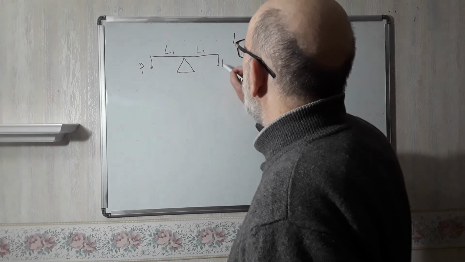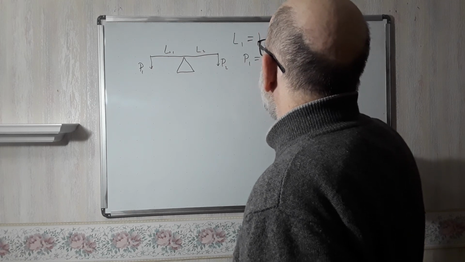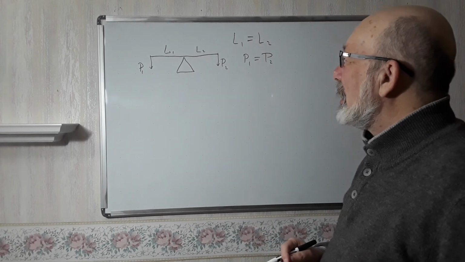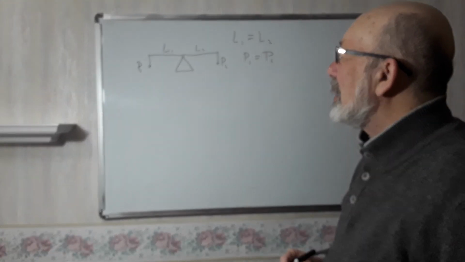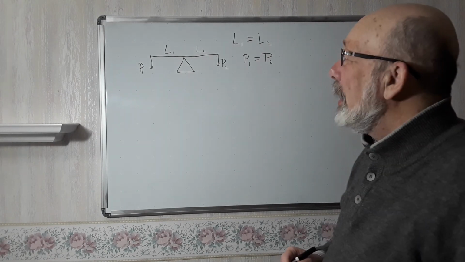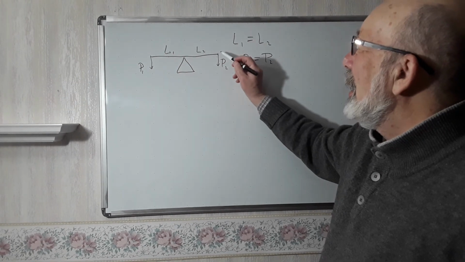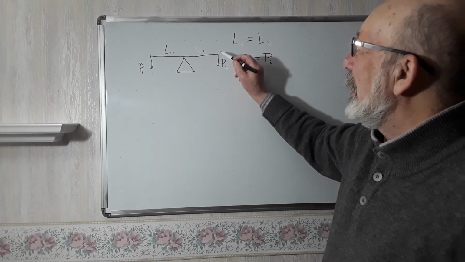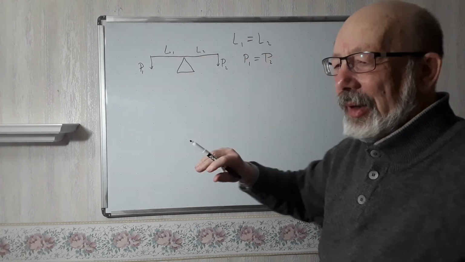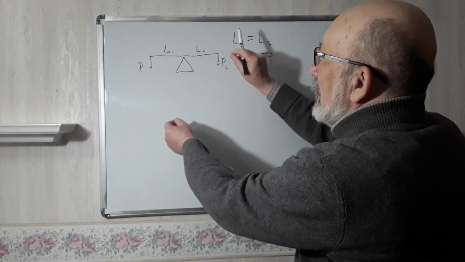P1 and P2. P1 equals P2. Now, it is clear that this system is at equilibrium. Why? Because assume that, say, the right side will go down. Yes, so it is out of equilibrium, so either it will tilt this way or tilt this way.